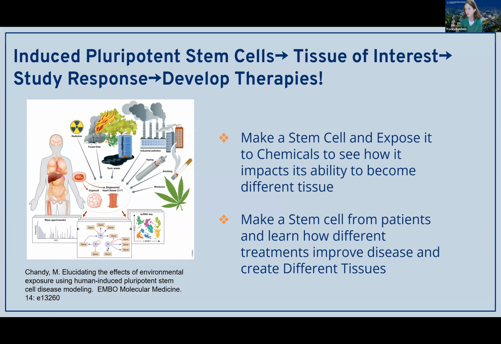We can use patient-specific cells. We can actually use it for drug specificity. Is this patient actually going to respond appropriately to that drug? Or, can that patient be determined in terms of their profile for allergic responses? Can we understand what that means? So we can use stem cells and expose them to chemicals to see how it impacts the ability to become different tissues. We can use them from patients and learn how different treatments improve disease and create different tissues.